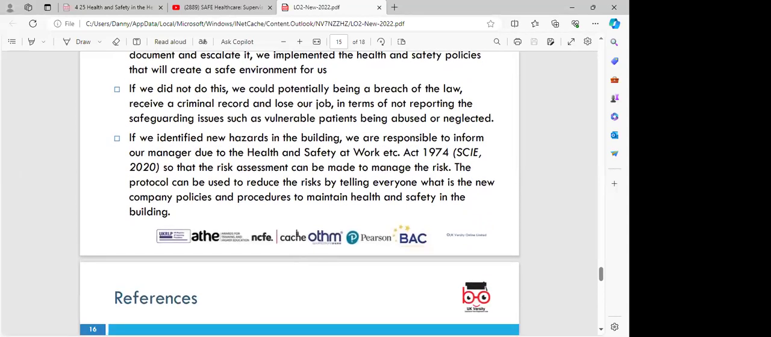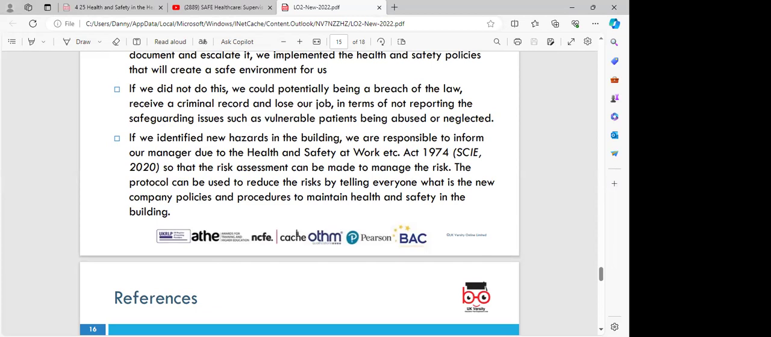If we identify new hazards in the building, we are responsible to inform our manager due to the Health and Safety at Work Act 1974. Very important. A hazard may be that the patient's situation is getting worse, and you are the only person who knows, because the manager might not know, since you are working with the patient directly every day. You need to inform them. You understand me? Yes. You need to inform.